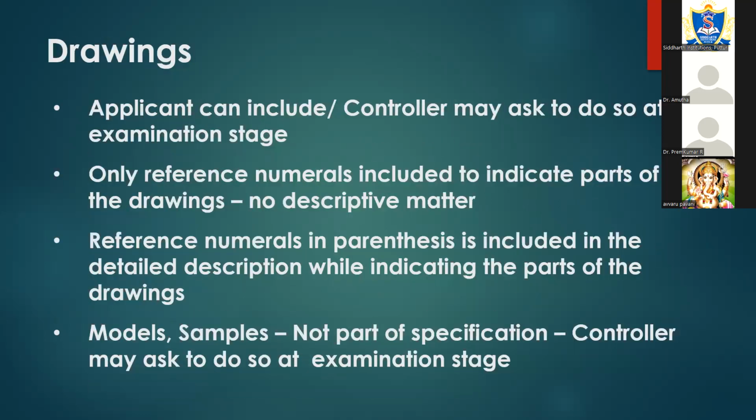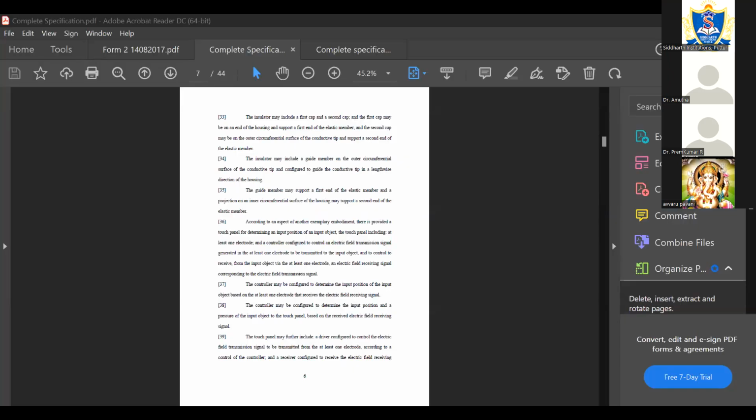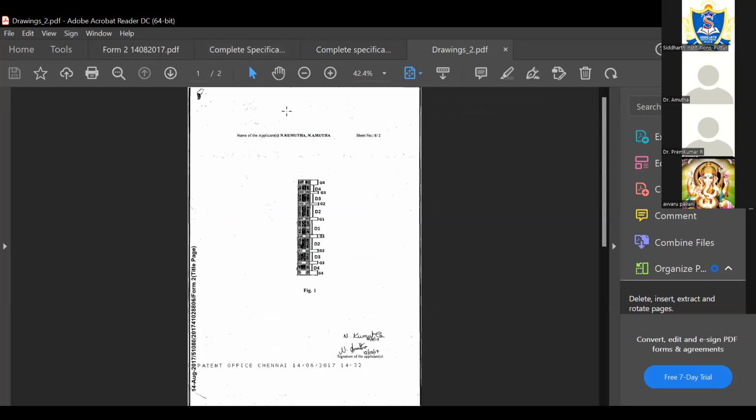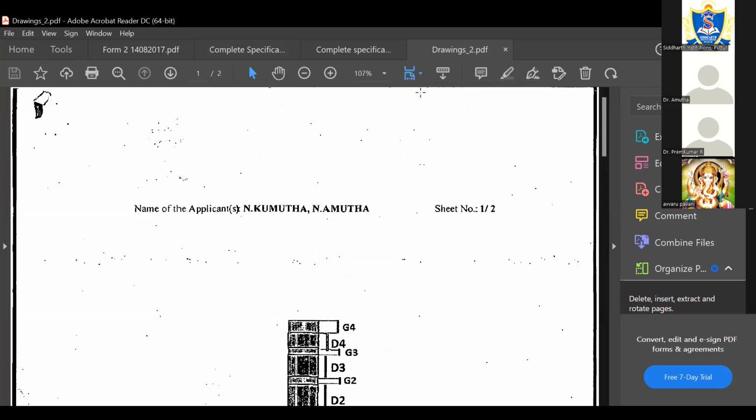So for drawings also, I will just share my screen. Again there is a 4 centimeter margin here, 3 centimeter here, and 3 centimeter down. It has to include the name of the applicant on your left hand side, and on the right hand side you should include the sheet number. Out of 2, this is the first sheet, so 1 of 2 needs to be indicated over here.